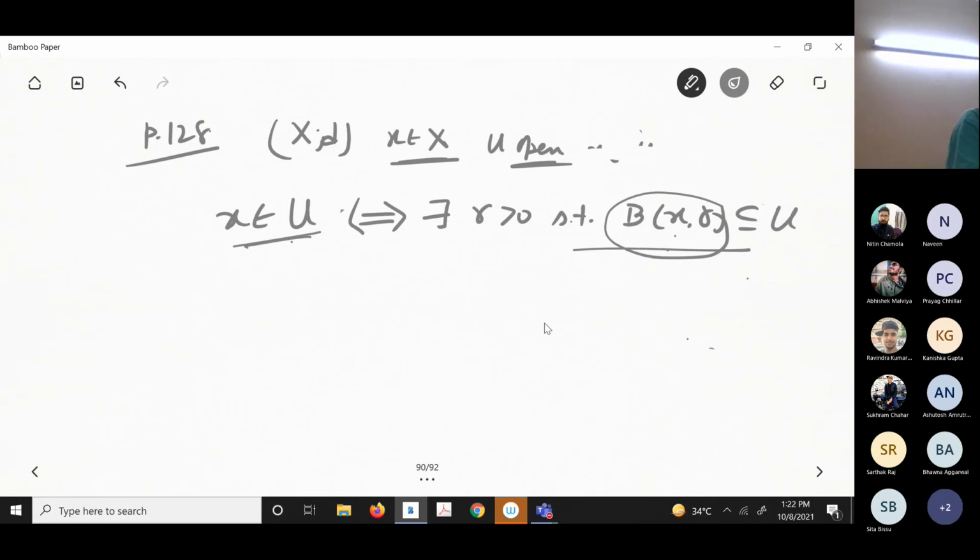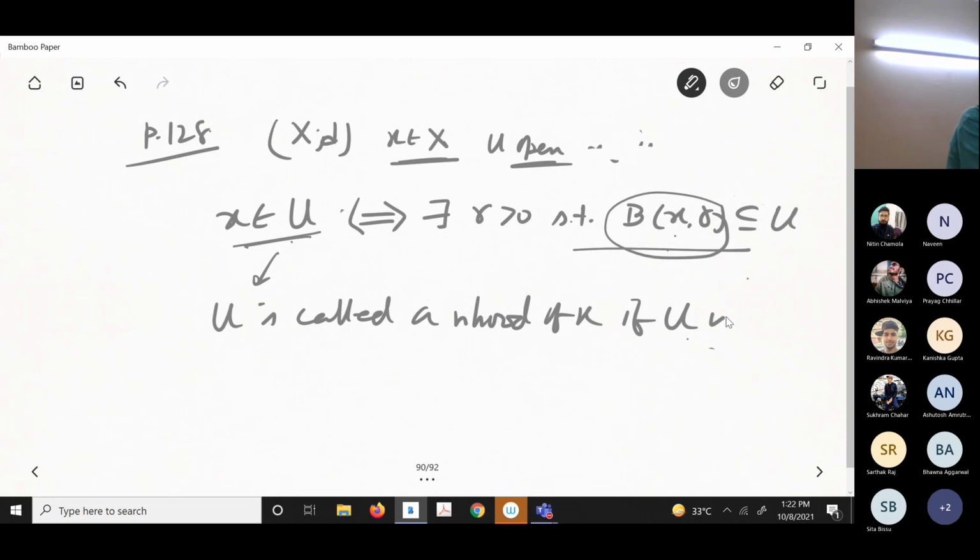Definition 3.5. Let X now be a topological space, x belongs to X. Then any open set containing x is called a neighborhood of x. That is, U is called a neighborhood of x if U is open and x belongs to U. This is the definition. This way, if you take any other point y in U, then U is also a neighborhood of this point. So note that U is actually a neighborhood for all of its points.